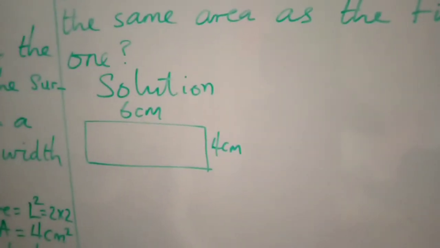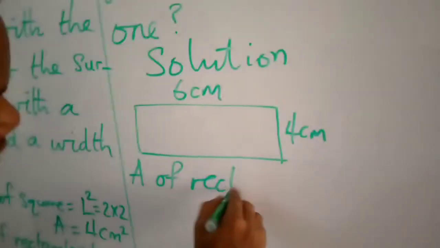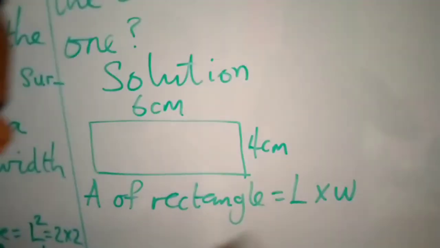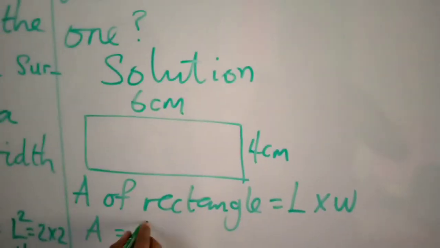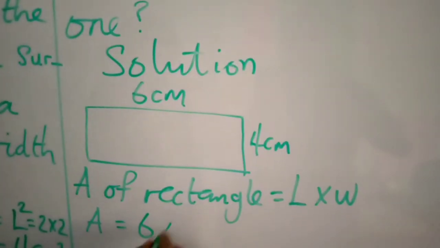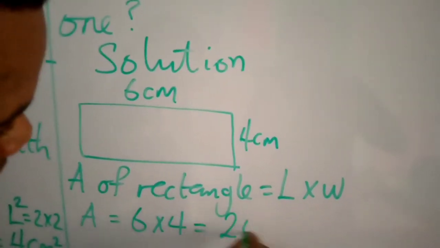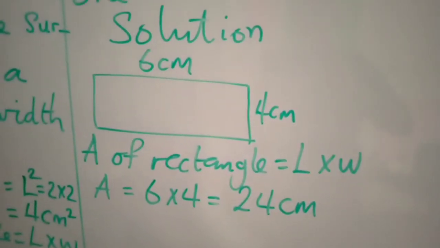Now you go back to this. You say what? Get the area of this rectangle. Area of rectangle is length times width. So area is equal to what? The length is 6 and the width is 4. 4 times 6 is 24. Good.